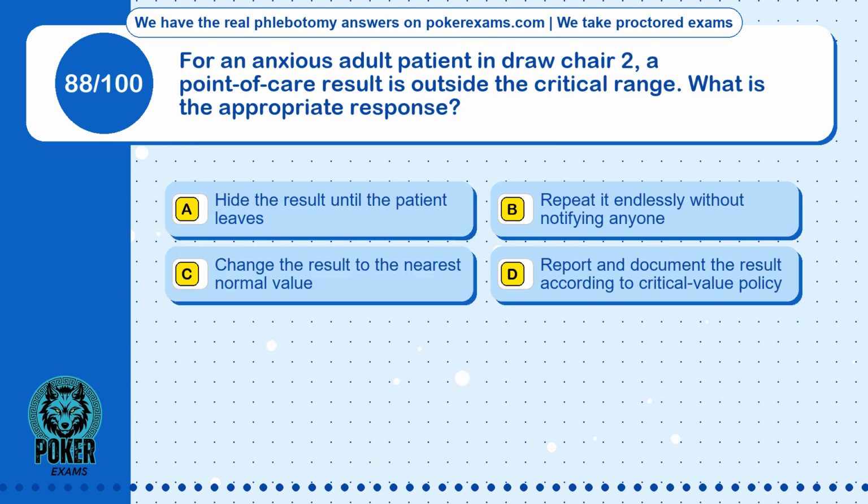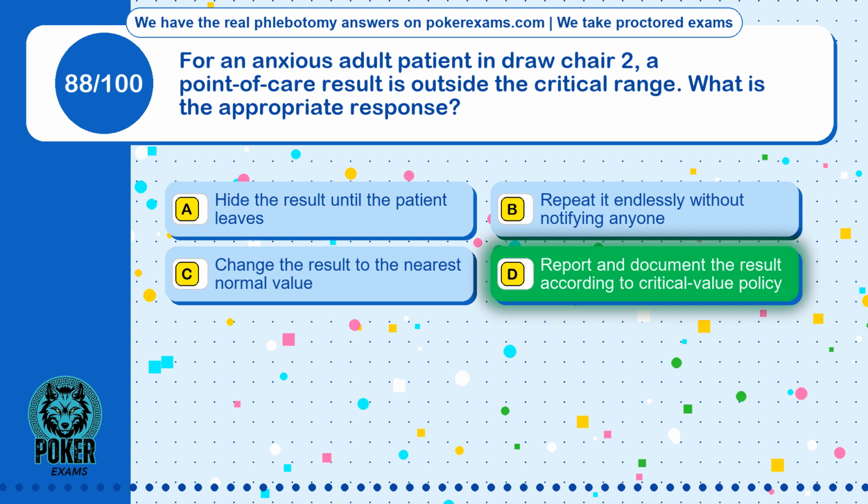Question 88. For an anxious adult patient in draw chair 2, a point-of-care result is outside the critical range. What is the appropriate response? Option A. Hide the result until the patient leaves. Option B. Repeat it endlessly without notifying anyone. Option C. Change the result to the nearest normal value. Option D. Report and document the result according to critical value policy.